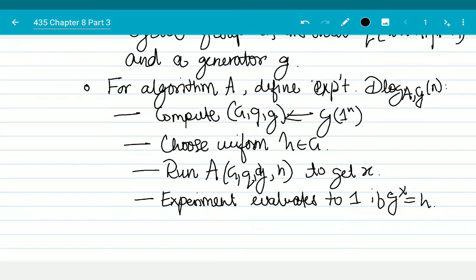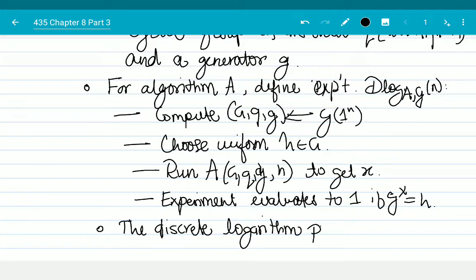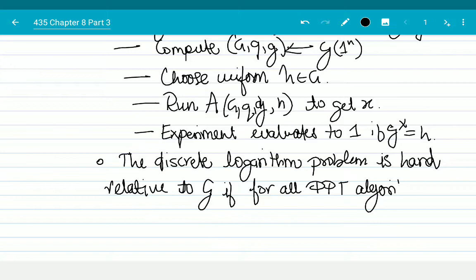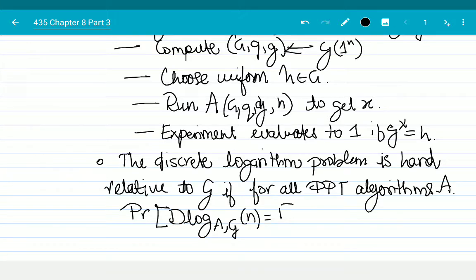And we say the discrete logarithm problem is hard relative to the group generation algorithm G if for all PPT algorithms A, the probability of the algorithm succeeding is smaller than or equal to a negligible function in the order of n.